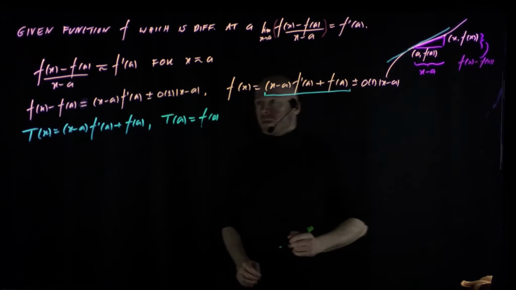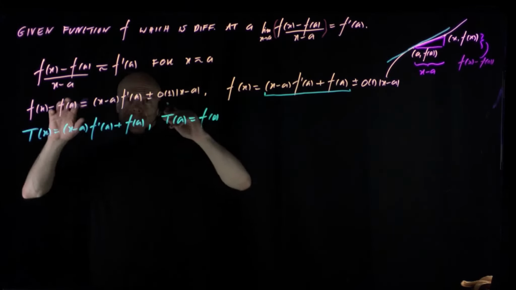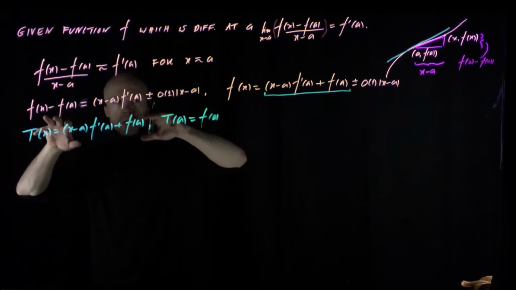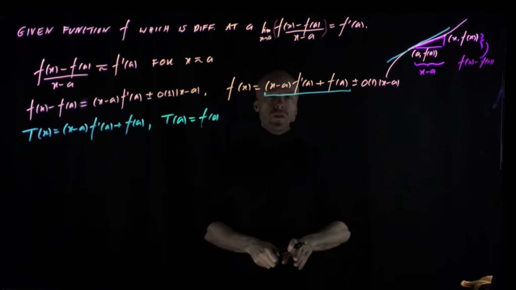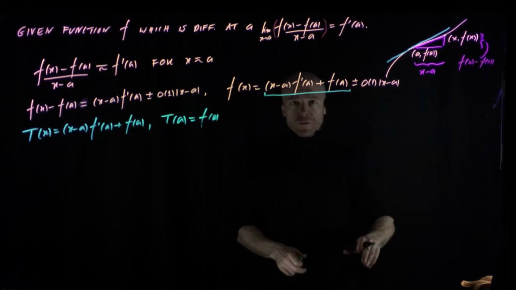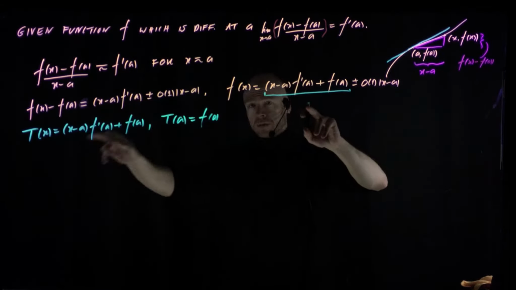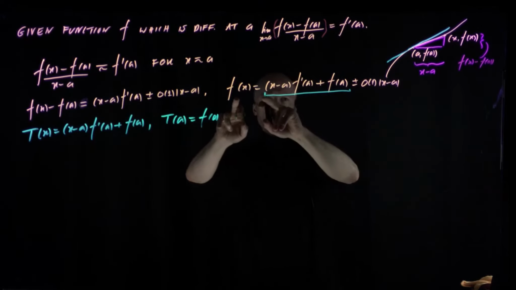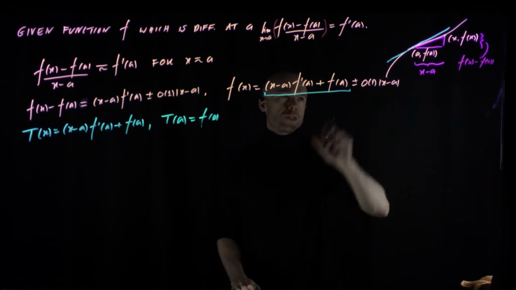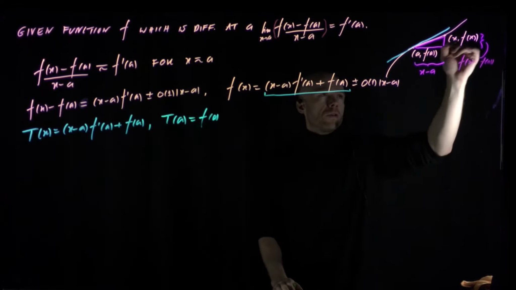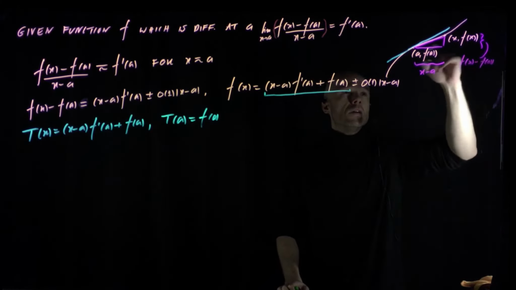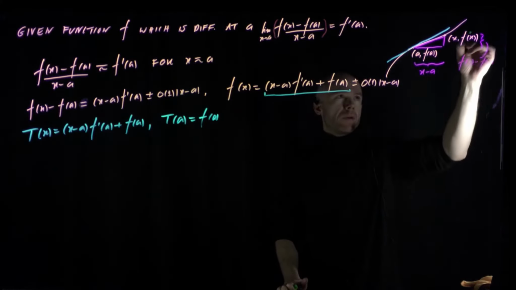Okay? So let's examine what this says over here. It says that the difference between the tangent line, because this we've understood is the tangent line, and the actual function is a tiny, tiny fraction of x minus a. Okay, let's draw a circle around here of radius, let's say, 2 times x minus a.